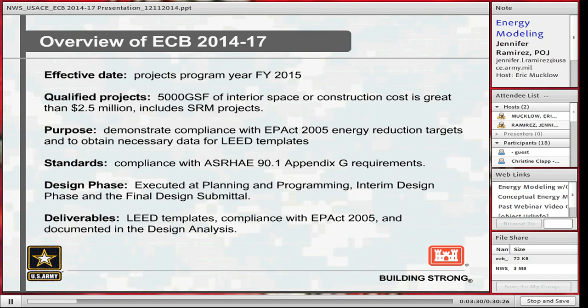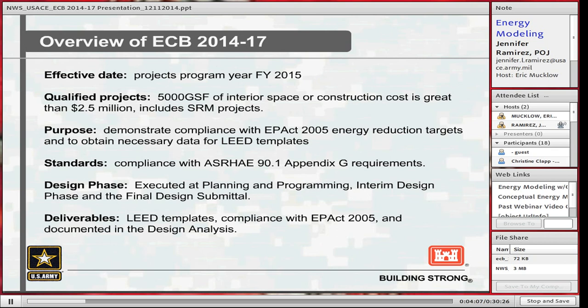The minimum qualifications for the project set the minimum limitations of energy modeling, which will be expected to be performed. The purpose of the ECB 2014-17 is to create the methodology for compliance of the existing energy regulations while utilizing the ASHRAE standard requirements. And you'll note that I've specifically pulled out 90.1 Appendix G requirements, which really is where energy modeling requirements are laid out. This policy is enacted at all phases of design. This means that energy modeling validation compliance shall be conducted with the complexity of that design phase. We'll discuss more of that here shortly as well.